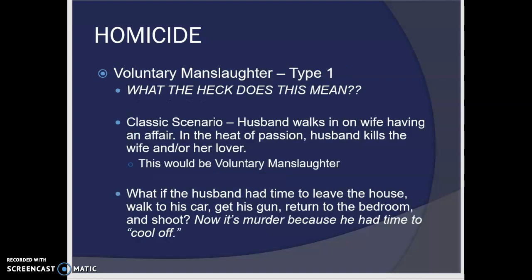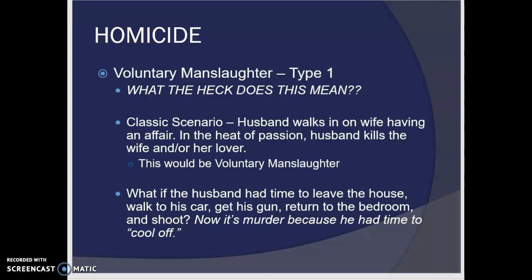Okay, so what do you guys think is really the classic scenario here? All right, the classic scenario is when you have one spouse walk in on the other spouse and they catch them cheating. All right, so husband walks in on his wife and she is having an affair. In the heat of passion, he kills the wife and/or the person who is involved in the affair. This is voluntary manslaughter. All right, you come home from work early, you walk into your home, and you literally see it happening in front of you with your own two eyes.